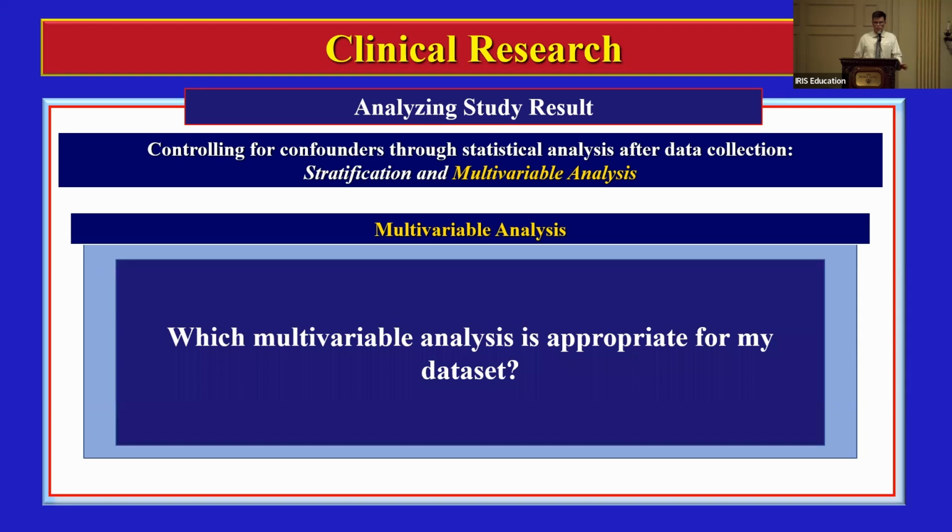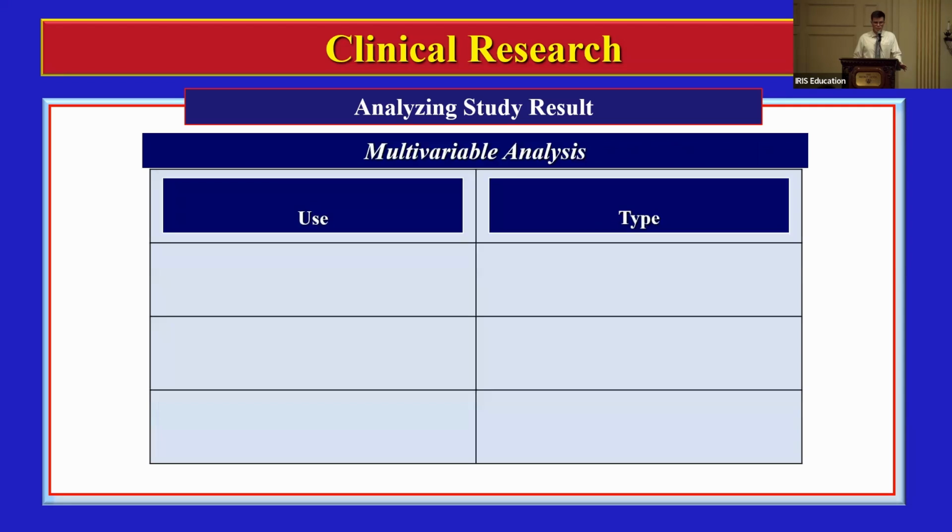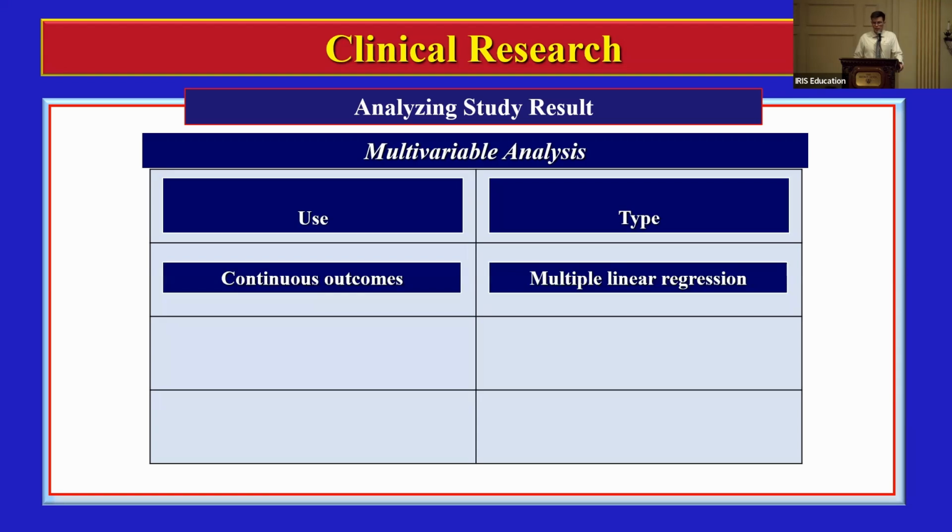So how do we know which multivariable analysis is appropriate for our study data? Well, that comes down to the outcome that you're looking at. If you're looking at a continuous outcome, so let's say a change in weight, or something measured on a continuous scale that can accept any value between infinity and negative infinity, then you're going to want to use a multiple linear regression to adjust for that confounding effect.